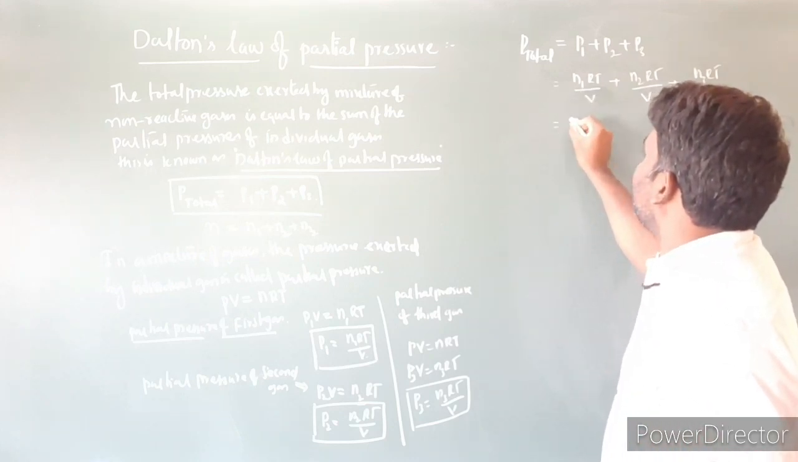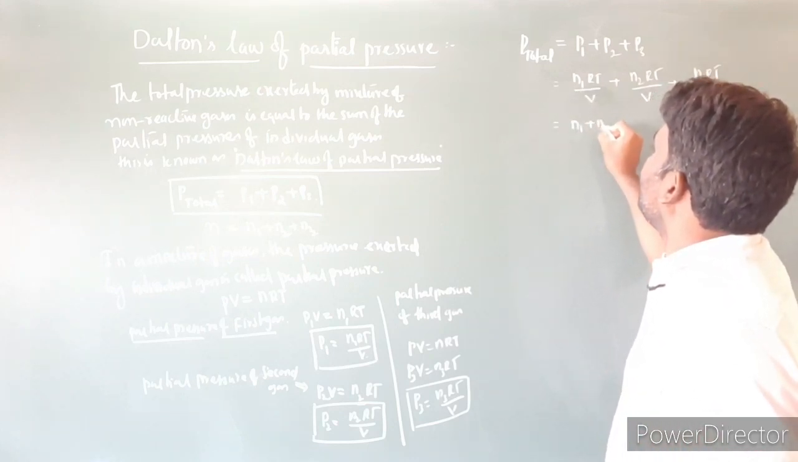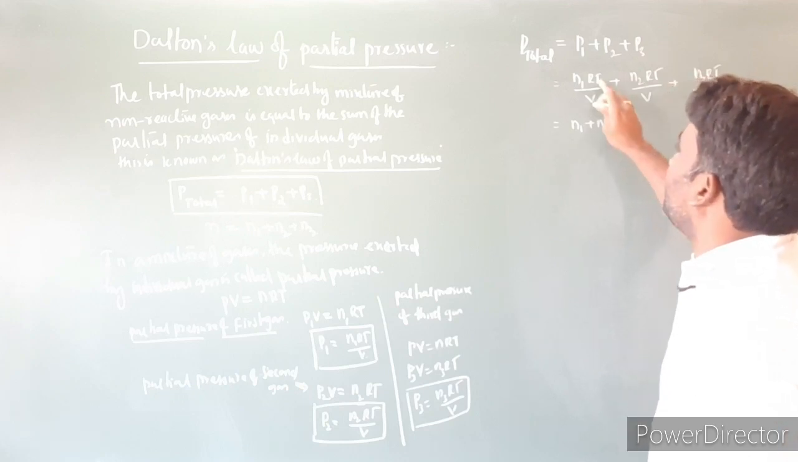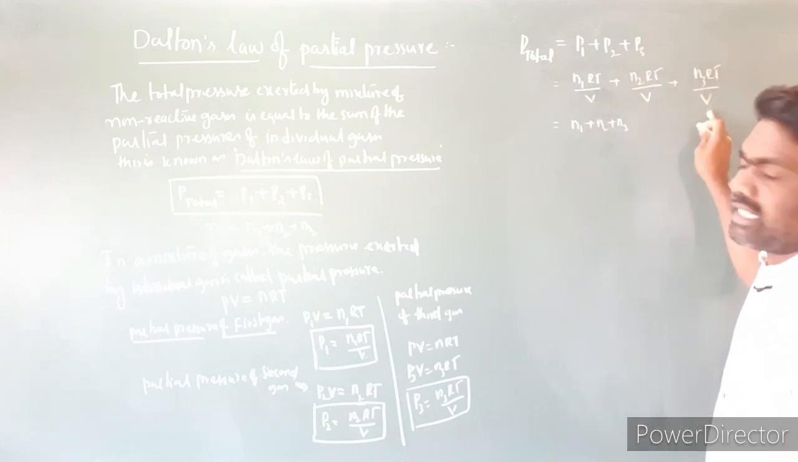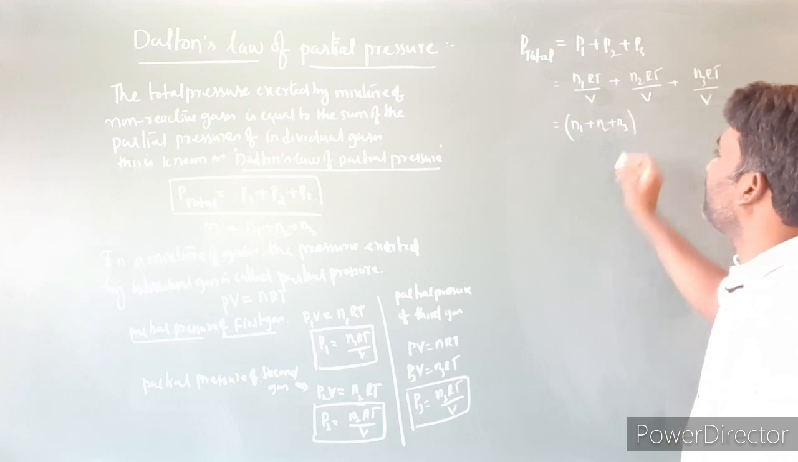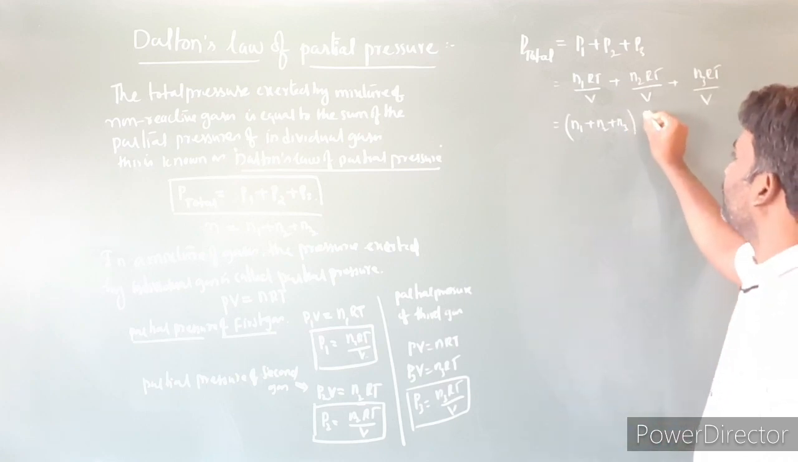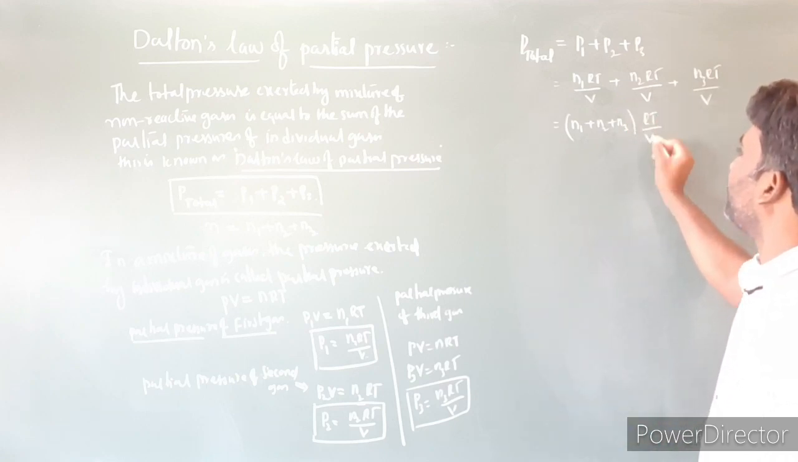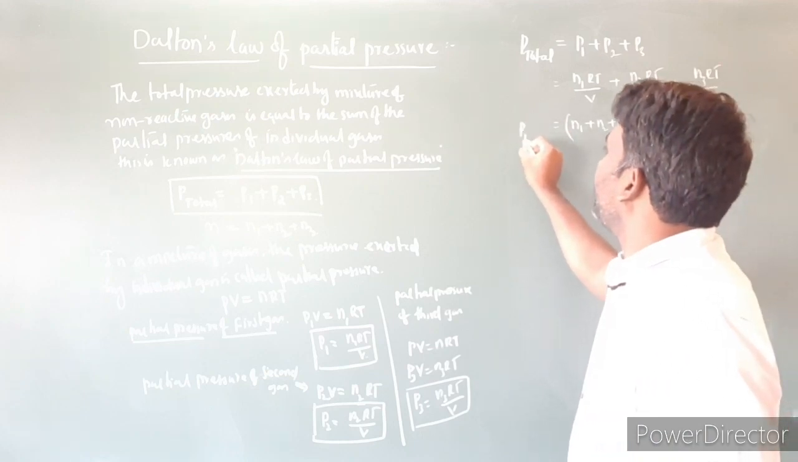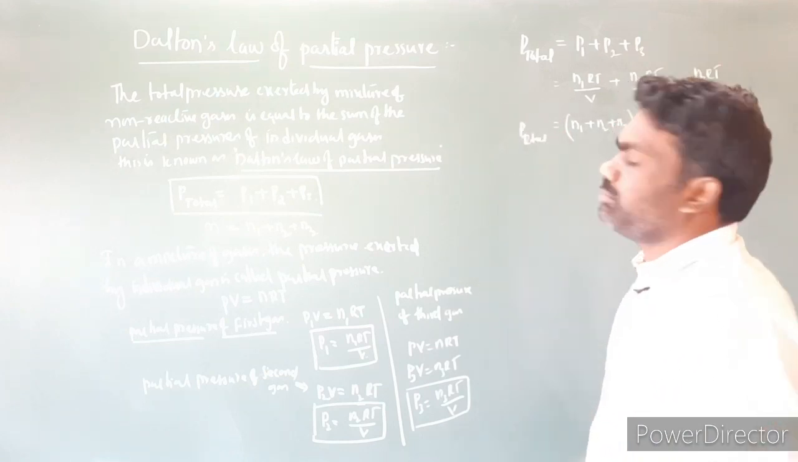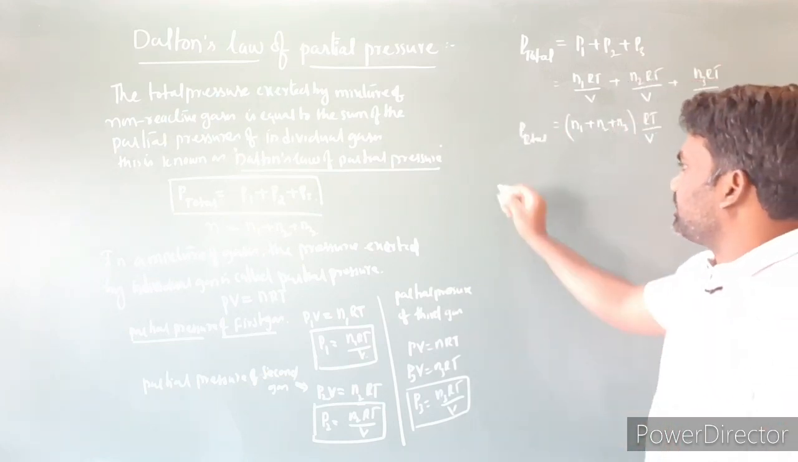Then I am separating the number of moles: N1 plus N2 plus N3. RT by V is common, so I am taking it out. So (N1 plus N2 plus N3) into RT by V is equal to P total.